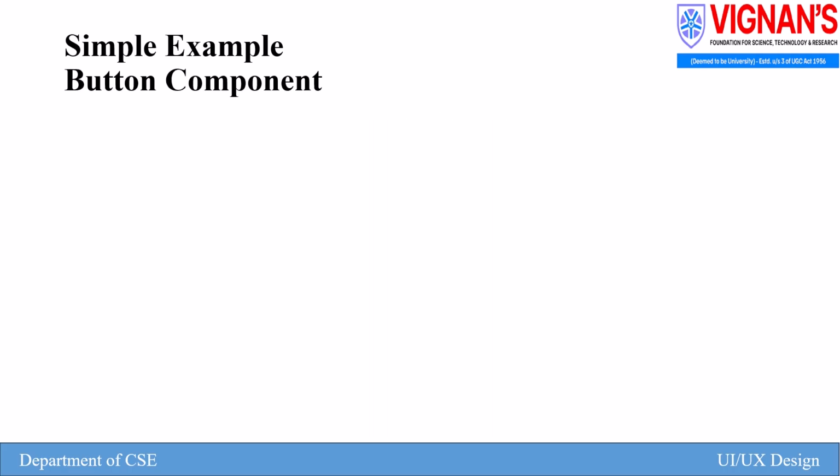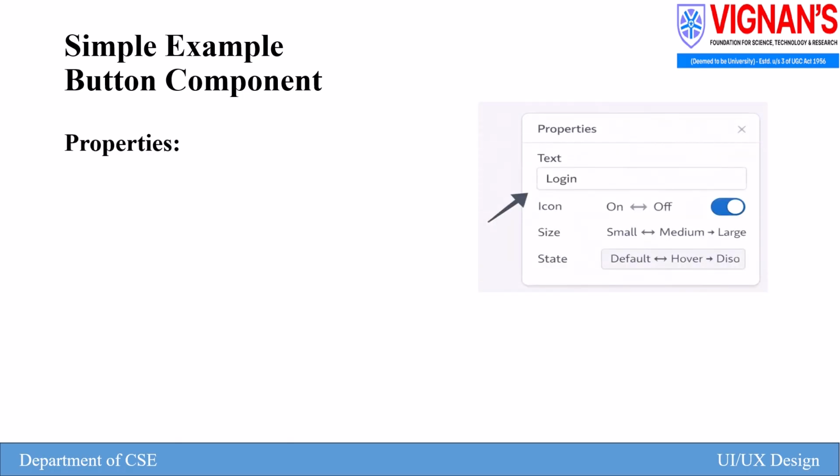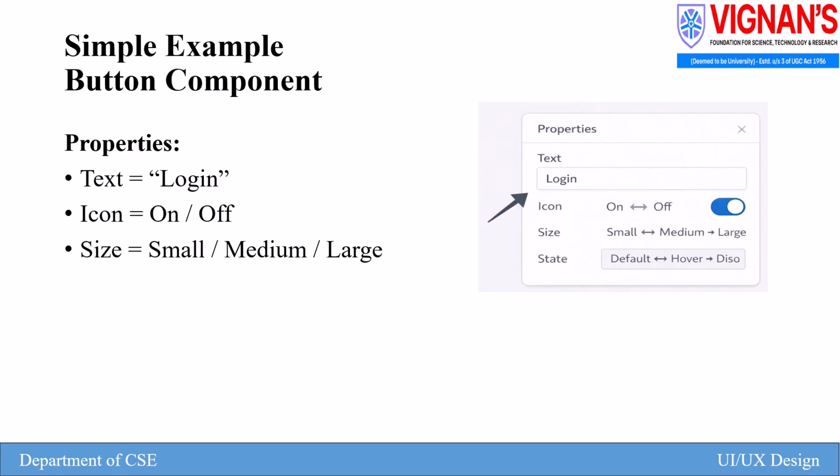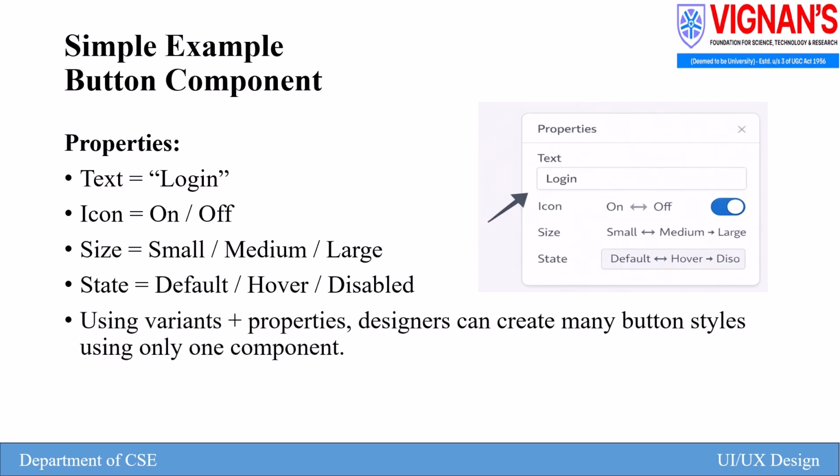Simple example: button component properties. The button text can be login. The icon can be turned on or off. The size can be small, medium, or large. And the state can change between default, hover, or disabled. Using variants and properties in a component allows designers to create multiple button styles from a single component.